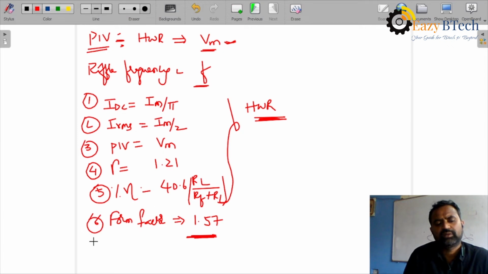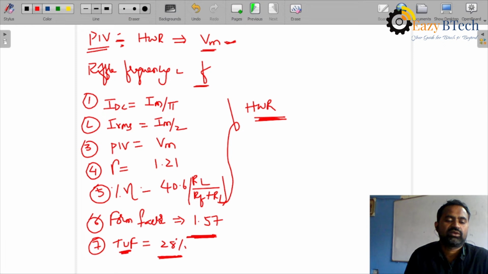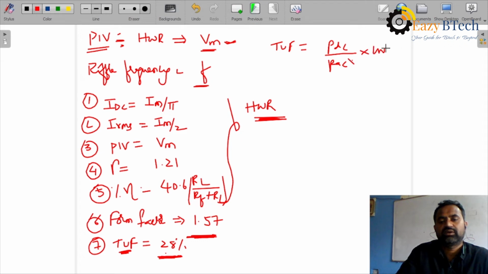And you may have another parameter that is also the same as efficiency, we will calculate. Transformer utility factor, for half-wave rectifier, is 28%. It is simple. PDC by PAC into 100. You see, transformer utility factor, that is PDC by PAC into 100.